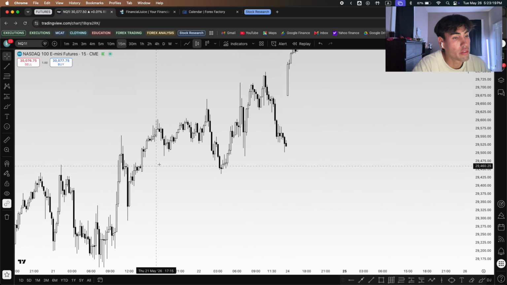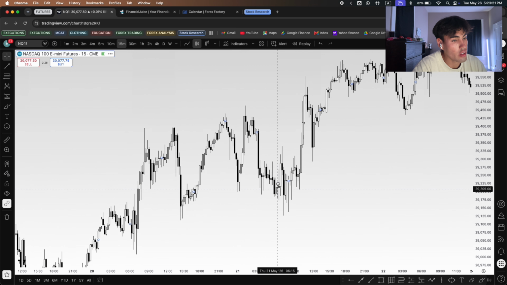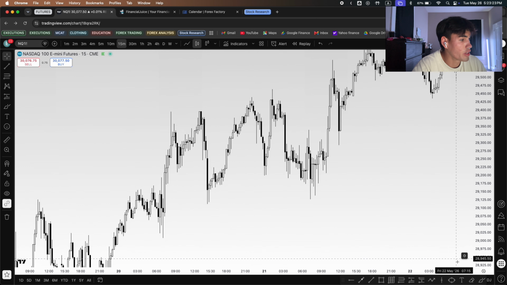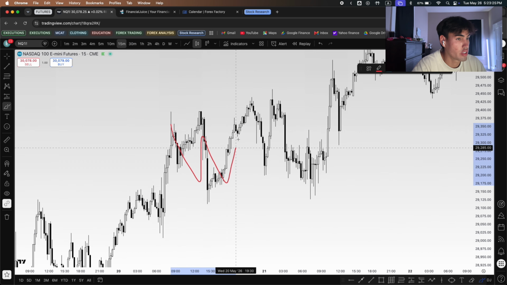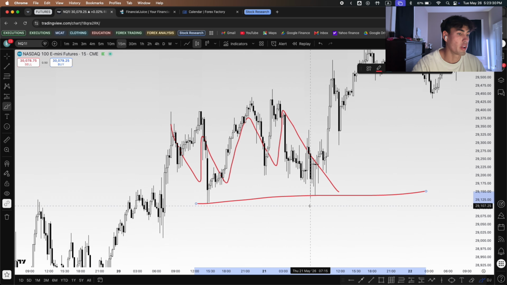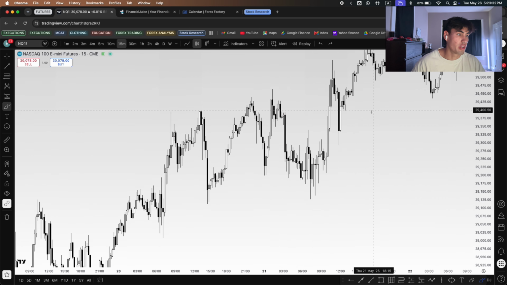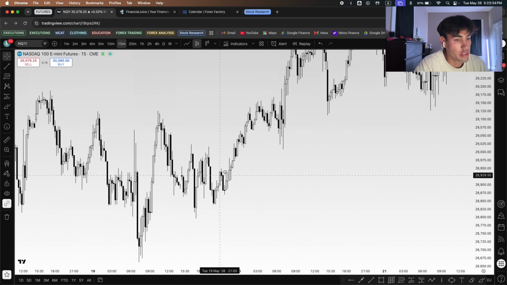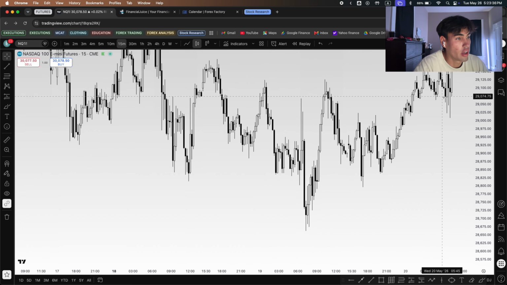Let's see what else we can find here. Okay, see right here is a very nice accumulation. You don't really want to get caught up in this chop. Unfortunately, we don't have a sweep right here, so no trades would have been taken. But yeah, that is what accumulation looks like.